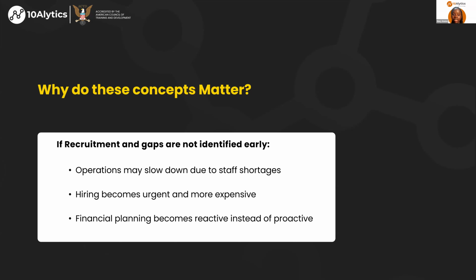Financial planning becomes reactive instead of proactive, right? Since you weren't able to identify the pension gaps that might occur in the next 5 years or 2 years' time, you did not prepare for it. The business did not prepare for it. So what happens? When that time comes, we begin to make unplanned expenses in the business.